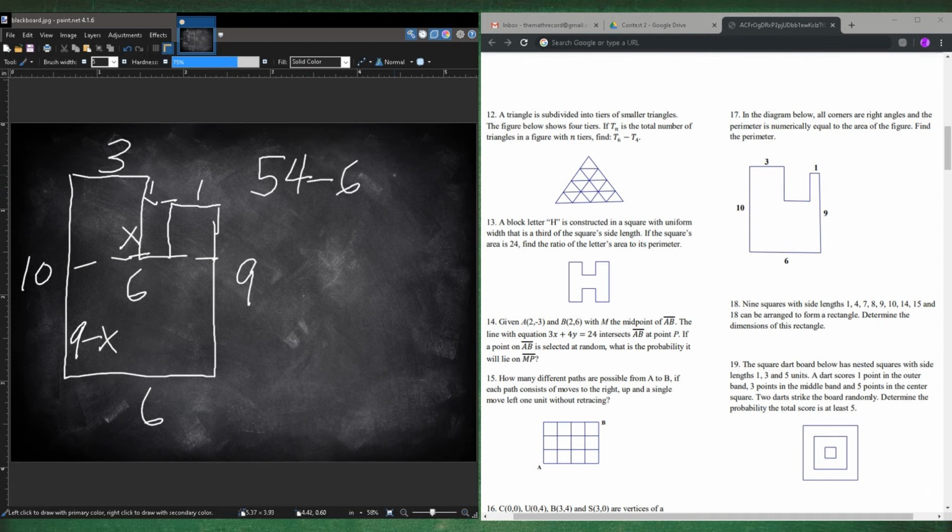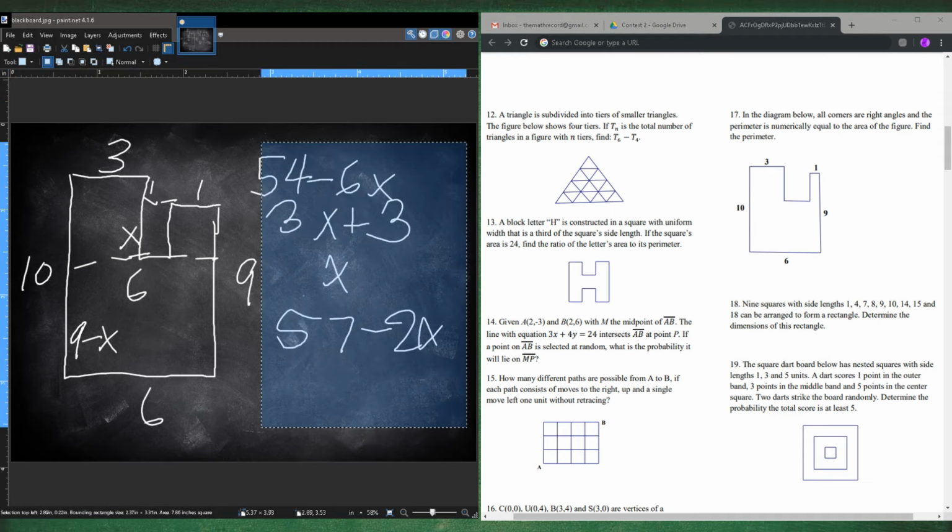54 minus 6x. And that's for this area. Now we need to get this area, which is x plus 1 times 3. So that's 3x plus 3 for that area. And now for that area, you just need to find this area, which is just x times 1. So it's just x. So overall, that's just 4x. So minus 2x. So that's 57 minus 2x as the area.